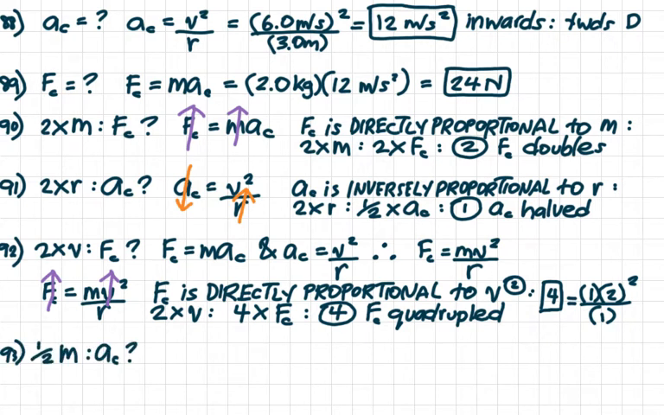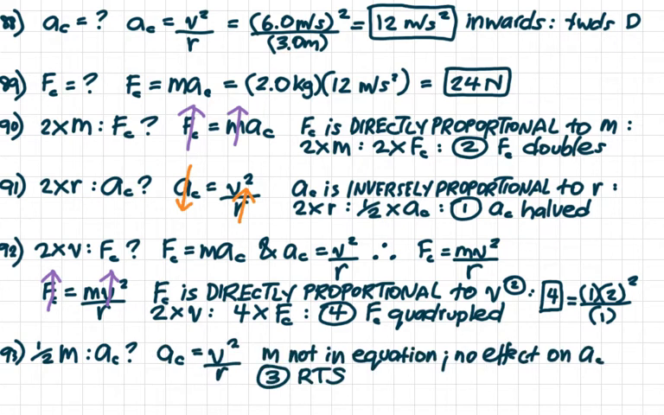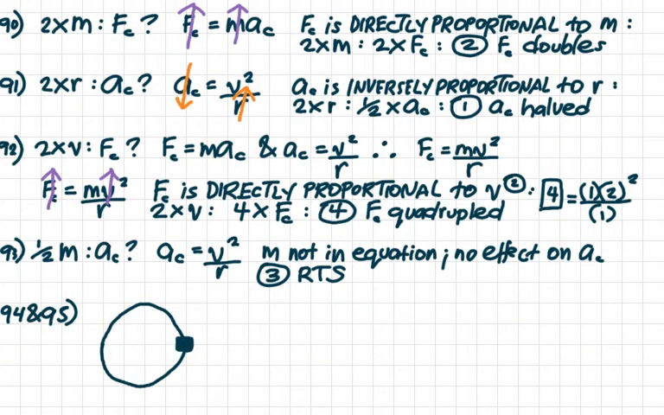93 wants to know if you halve the mass, what happens to the centripetal acceleration? Well, looking at the formula for centripetal acceleration, ac equals v squared over r, mass is not in that equation. So since there's no effect on centripetal acceleration if you change the mass, the centripetal acceleration would, choice 3, remain the same. The force would be affected because Fc equals m ac, so m is in that equation, but the centripetal acceleration is not affected.